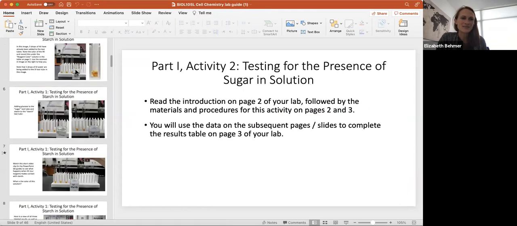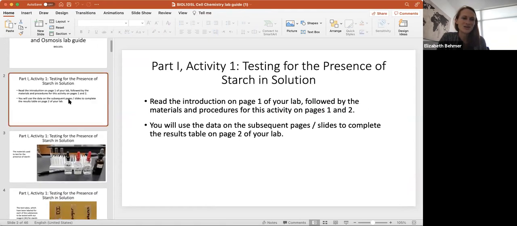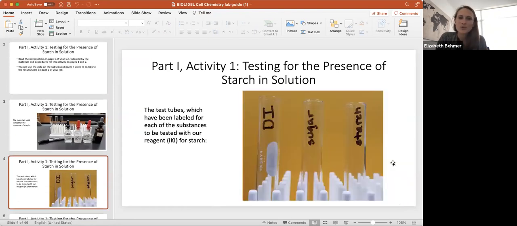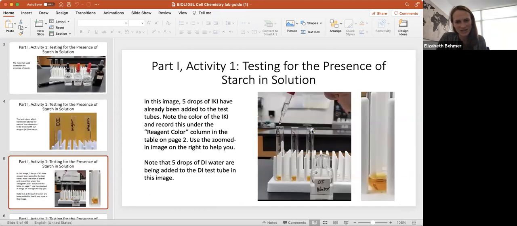So here's activity 1 and all the materials shown. In activity 1, you're testing for the presence of starch in a solution, and this vial has glucose in it, 1% starch, distilled water, and then IKI is the chemical that will detect for starch. So you'll first label your test tubes. One will be distilled water, that'll be the control because there's nothing in it. One will have sugar in it, and one will have starch in it. Note that 5 drops of DI water are being added to the DI tube.